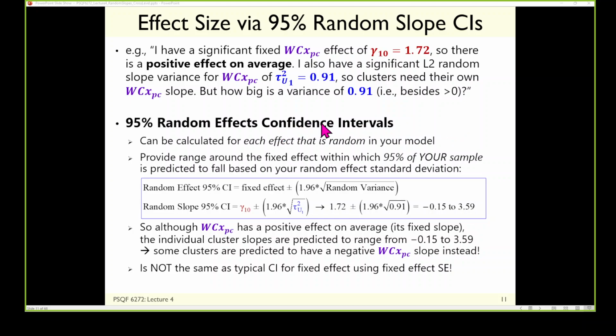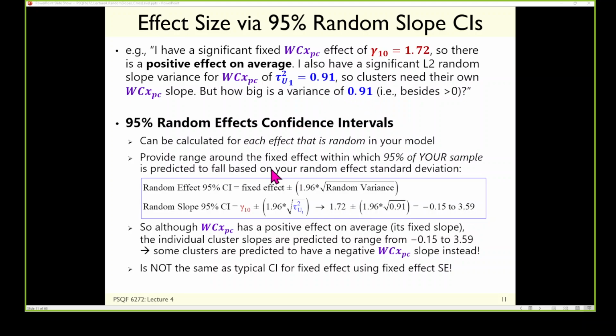One is based on our friend random effect confidence interval. So I've got some different numbers in here. Give us another example. So let's say that I have a fixed slope that's 1.72 and a variance around it that's 0.91. So this is from a different problem, but we can use these numbers just the same. So I know that 0.91 is different than 0 because I do a likelihood ratio test to tell me that, but how big is it?